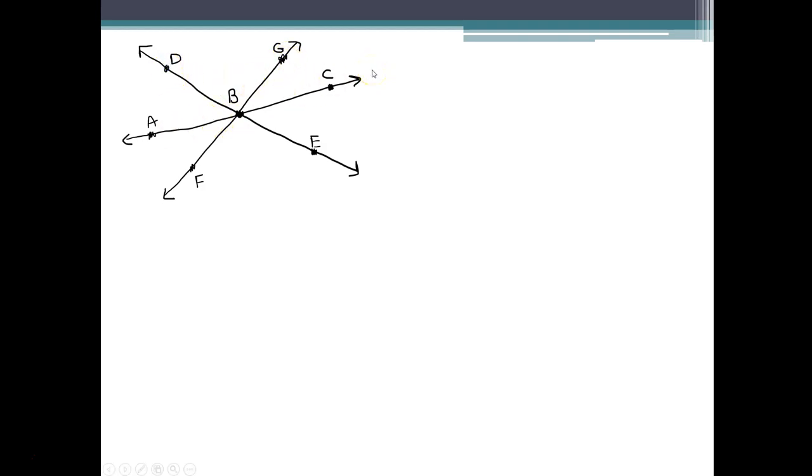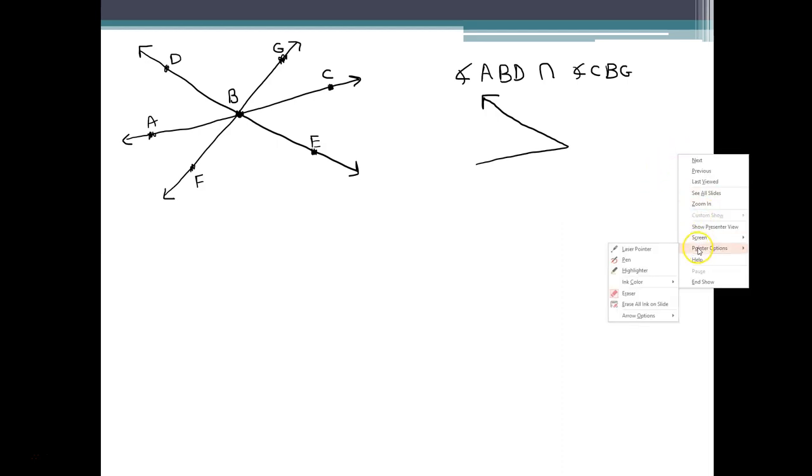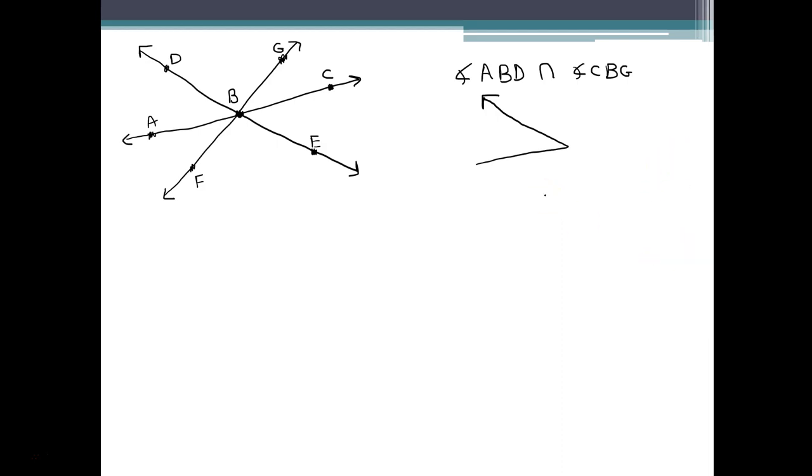Let's say we have a question like angle ABD intersects angle CBG. Okay, so we've got angle ABD. It looks like this. I like to just redraw the parts I need and skip everything else. I can't have those random segments drawn, because it messes up the image and makes it a different picture.